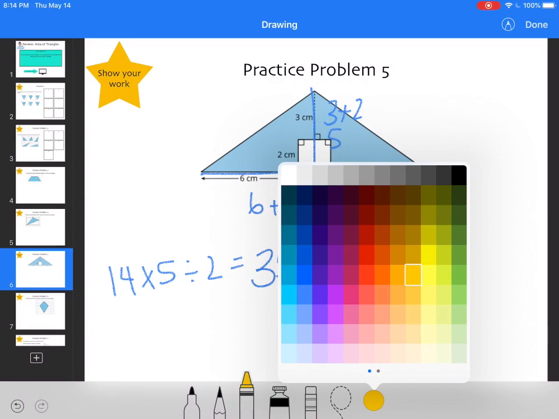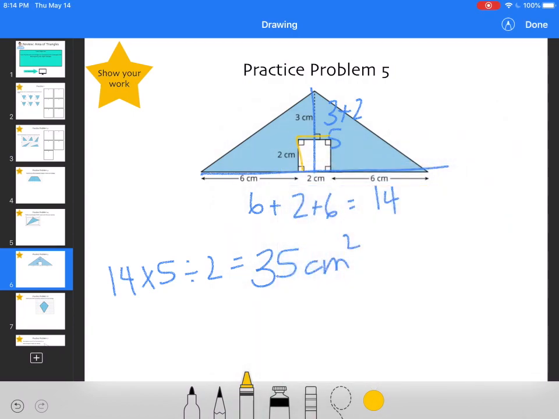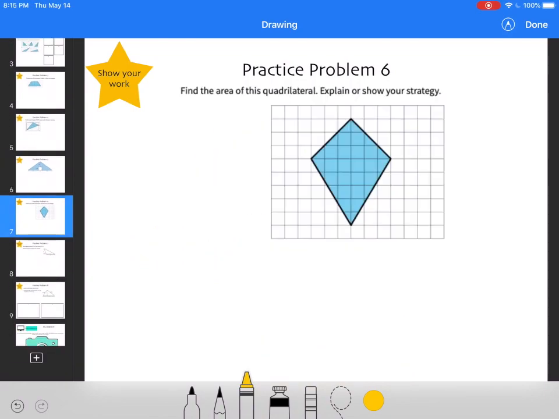Then I have to somehow get rid of this square that's in the center of it. So because it's a different color, I'm going to subtract it. And its area is 2 times 2. And because it's a square, I don't divide by 2. I get 4. And it's a different color, so I'm subtracting. So I end up with 31 centimeters squared as the area of the blue triangle.